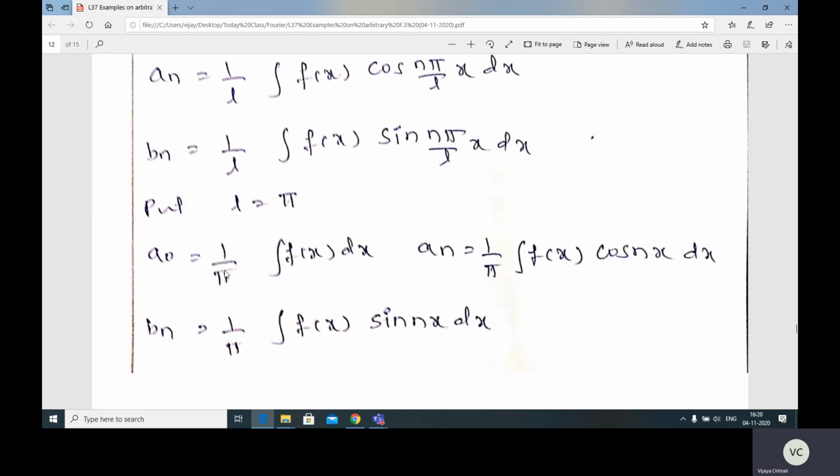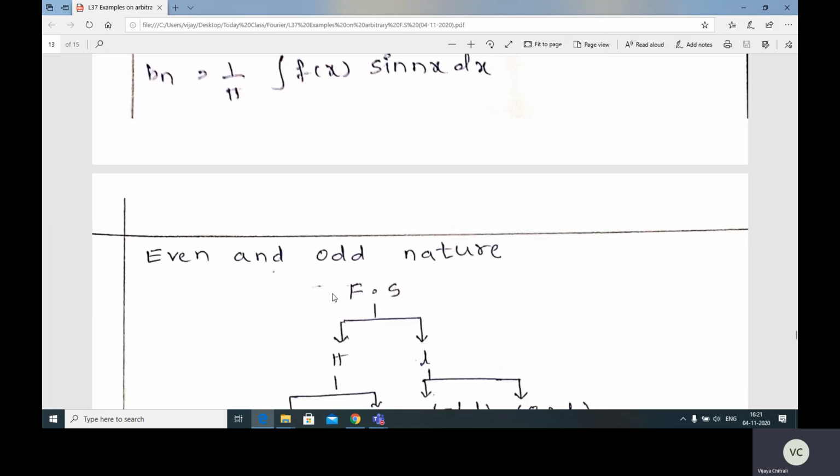a naught is equal to 1 by pi integration of f of x dx, an is equal to 1 by pi integration of f of x cos nx dx, and bn is equal to 1 by pi integration of f of x sin nx dx. Because I have not taken any limit, a function may be defined in the interval minus pi to pi or 0 to 2 pi. If it is minus pi to pi, take the limit as minus pi to pi. If it is 0 to 2 pi, take the limit as 0 to 2 pi.